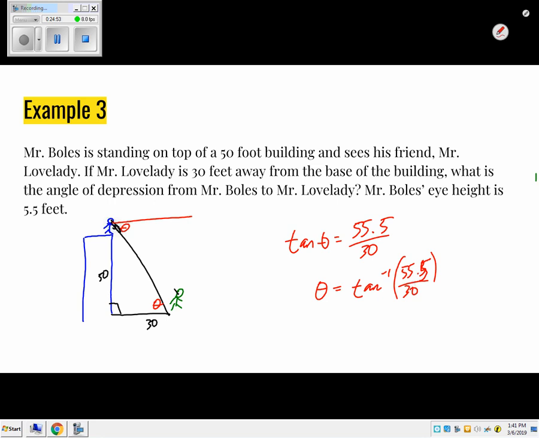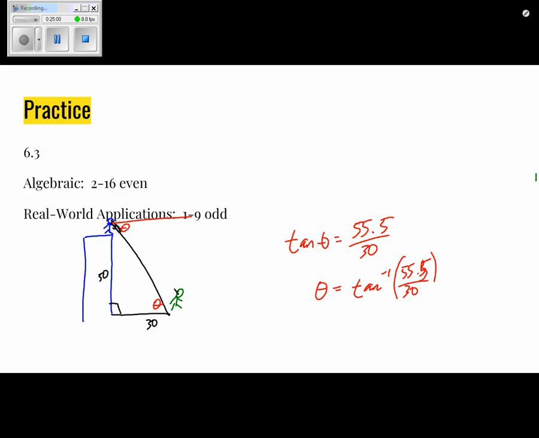What did we get? 1.075. 0.0752 in radians. All right.